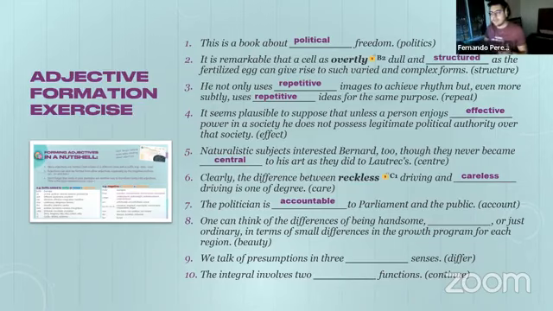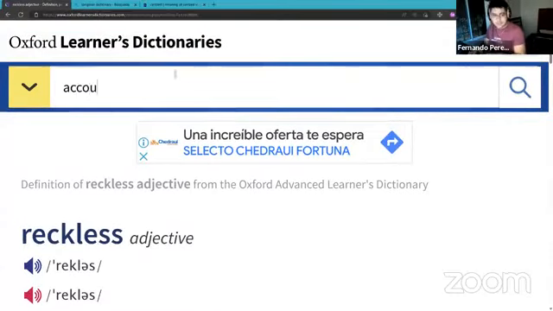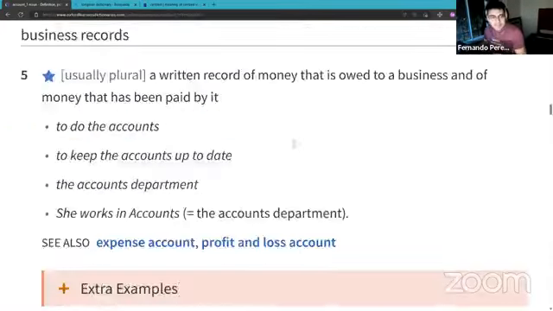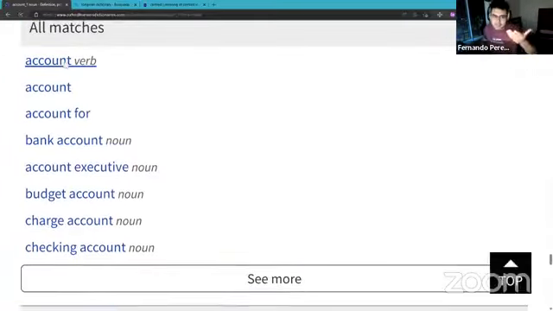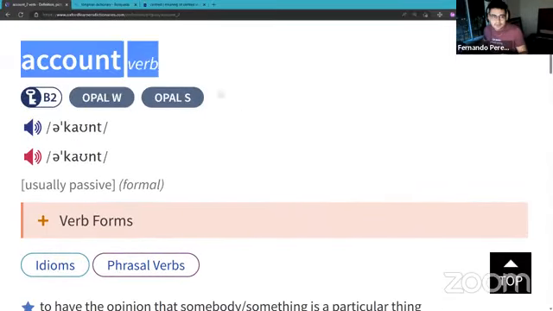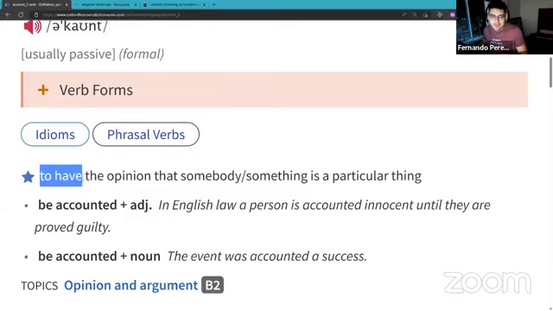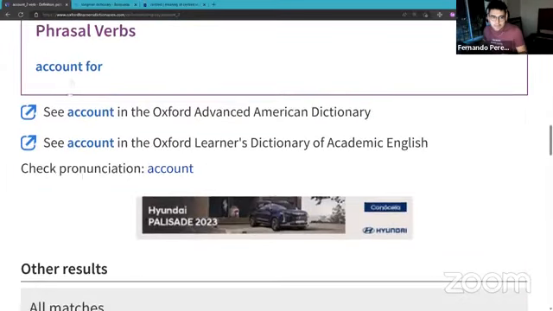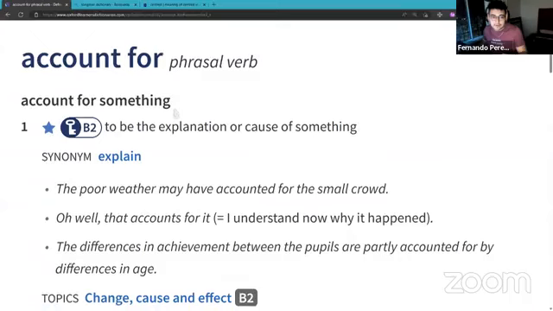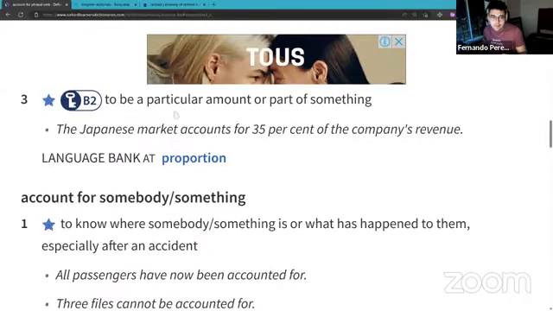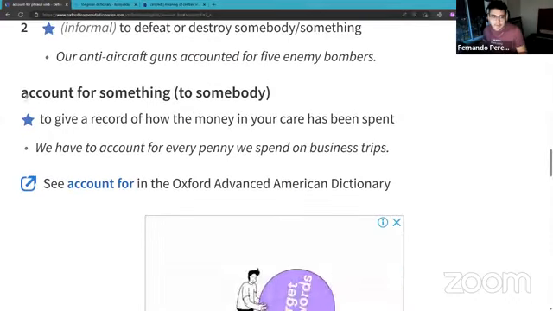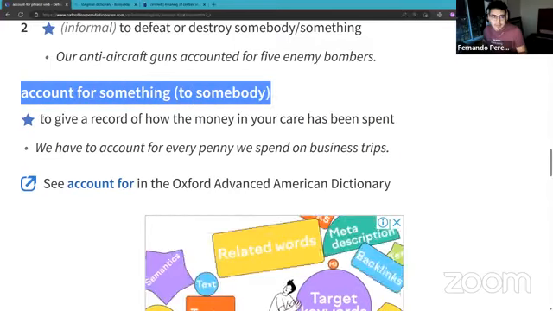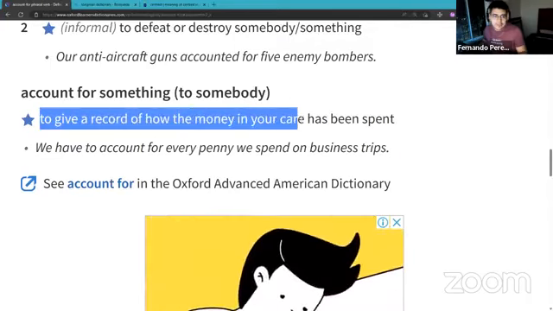The reason I am trying to find another way to say it is because the verb account, as a verb, not as a noun, exists, and if you don't understand account, then accountable is going to be impossible, no? So account as a verb is a phrasal verb: account for something to somebody. To give a record of how the money in your care has been spent.